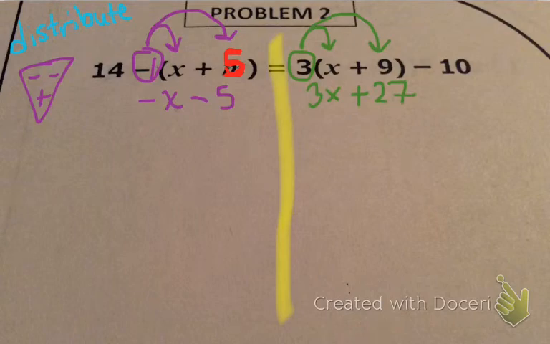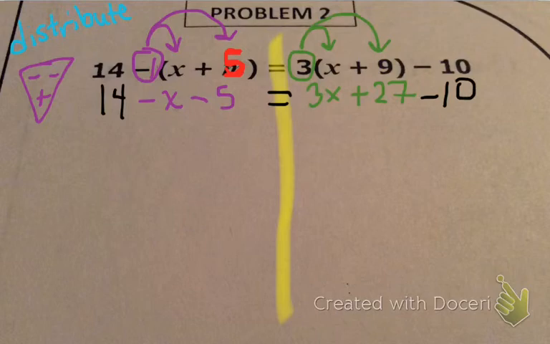I heard you. I know, you all said, Mr. Roberts, bring down the equal sign. Bring down the 14. Bring down the -10. Great. I did it. Okay, there's still a lot going on. So the next thing we need to do is combine like terms.